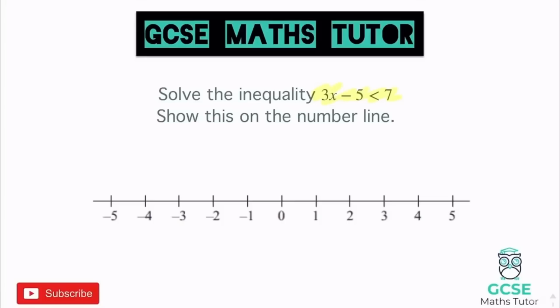Now obviously we want to isolate that x there. So I'm going to get rid of this minus 5 to start with. So if we add 5 to both sides, let's have a look what we get there. We get 3x, and that's going to be less than 7 add 5, which is 12. So 3x has got to be less than 12.